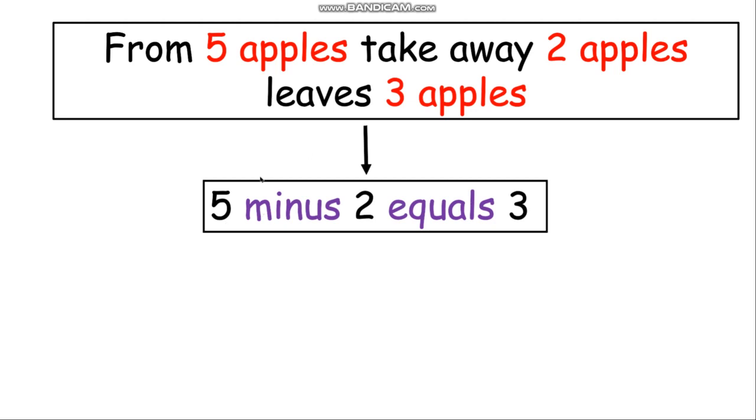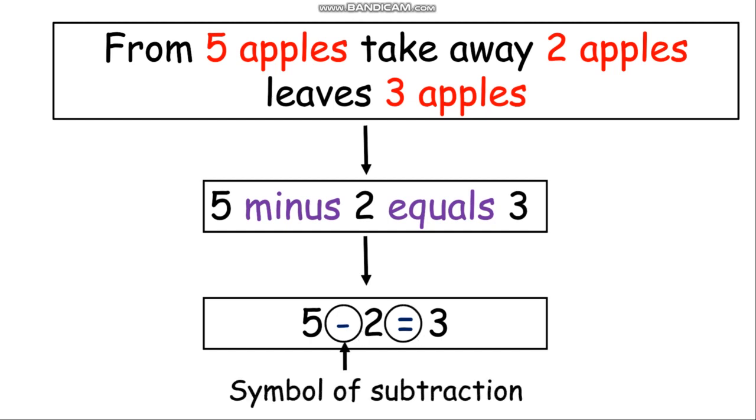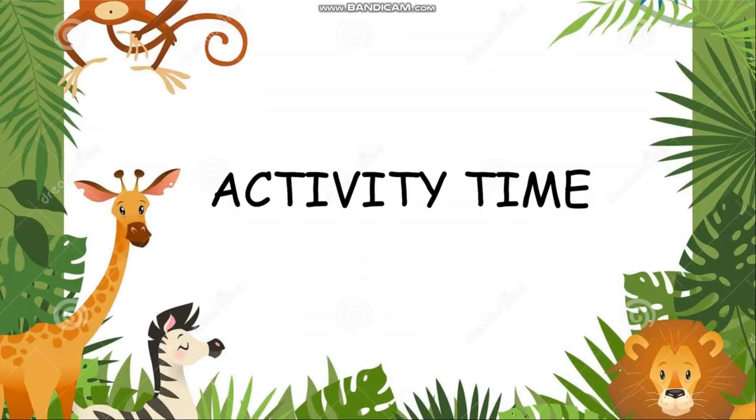Now, I can also write this as 5. This line that you can see here is the symbol of subtraction. Okay, so this is the symbol of subtraction. So I can write it in this way also. 5 minus 2 equals 3. Okay, children. Now it's activity time. Let us do some activity. Let me see what we have to do.